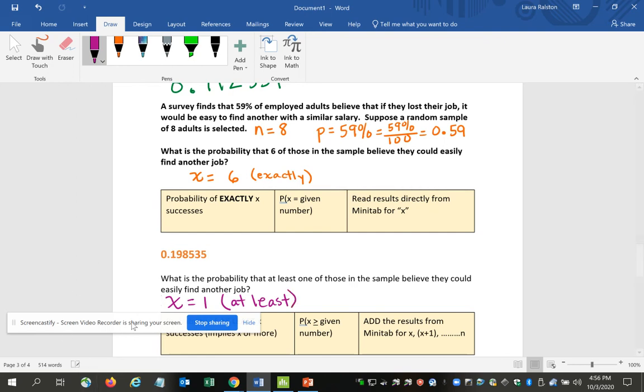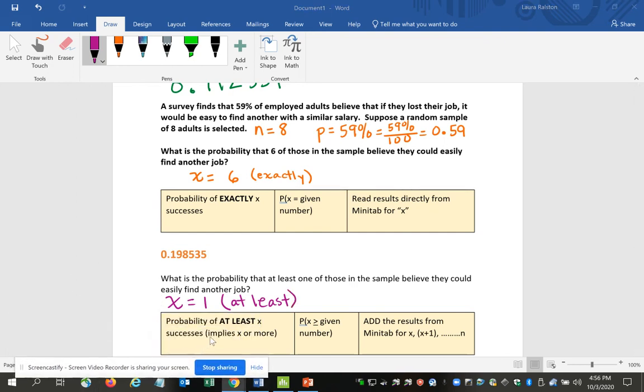And looking at what I'm supposed to do from the table, again, please make the table your friend. Add the results from MINITAB for X, so that means we're going to include the 1 all the way up to N. So in this case, we would do 1, 2, 3, 4, 5, 6, 7, and 8.